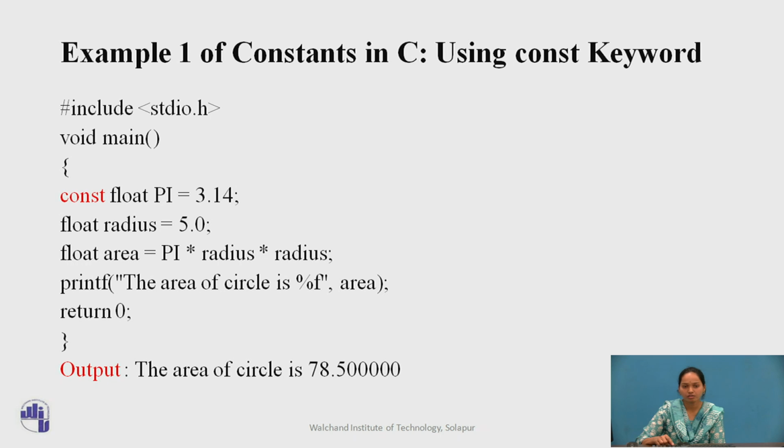float area = pi * radius * radius. printf("The area of a circle is %f", area). Here is the output of the area of the circle. The area of a circle is 78.5. 78.5 is the answer of the area of your circle. That value is mentioned using the const keyword.